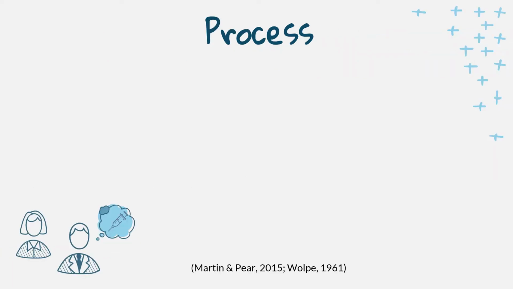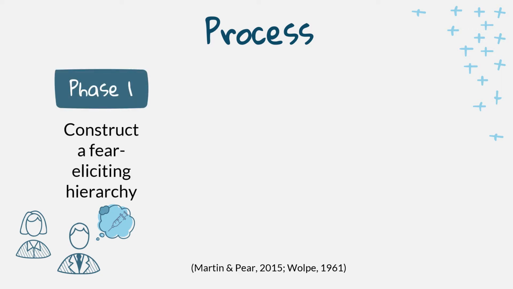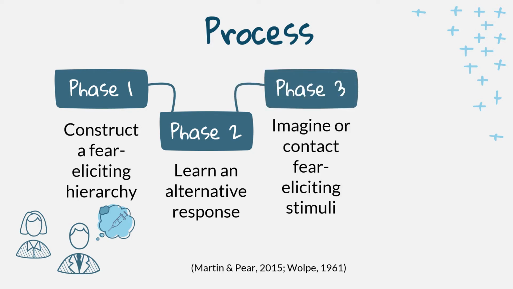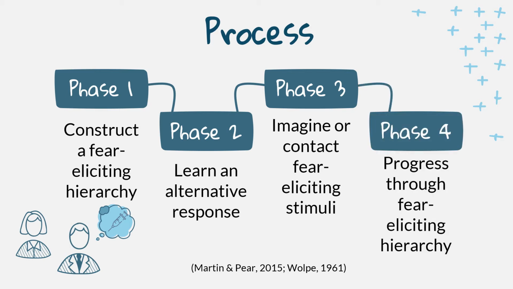The process of systematic desensitization is as follows. In phase 1, a fear eliciting hierarchy is constructed in collaboration with the individual. During phase 2, an alternative response is learned, most often progressive muscle relaxation. Phase 3 involves either imagining or contacting in vivo the fear-eliciting stimuli, and finally, phase 4 consists of the individual progressing through the fear-eliciting hierarchy until the terminal goal is reached.